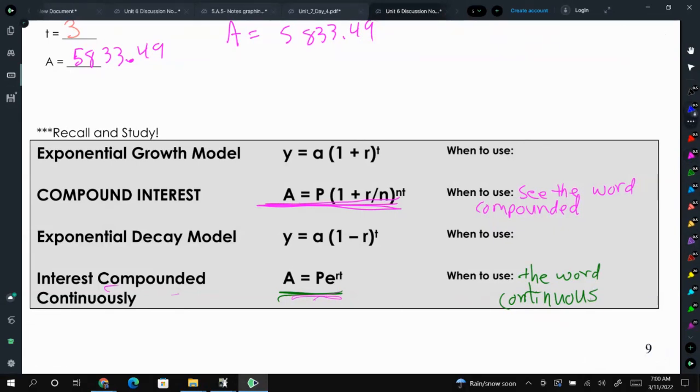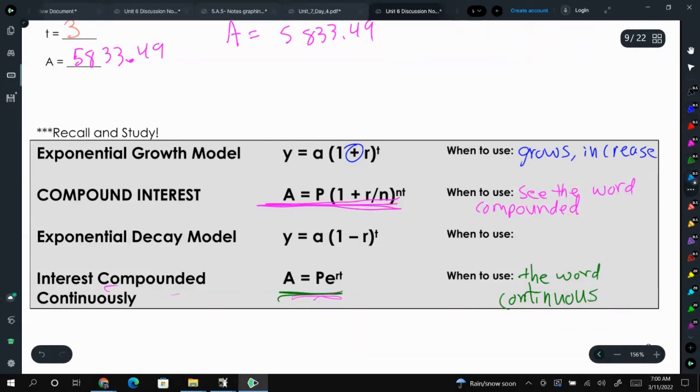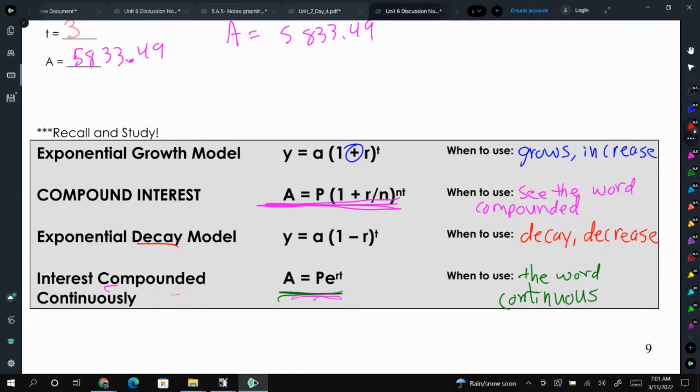Exponential growth model, this 1 plus r raised to the t power, when we see the word grows or increase. If we see the word decay or decrease, that's when we use this A times 1 minus r to the t power. And as I said before, the more you practice this and see these problems mixed in with each other, the better you'll get at differentiating when to use which formula.